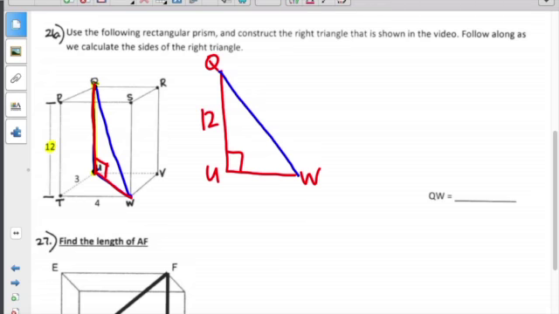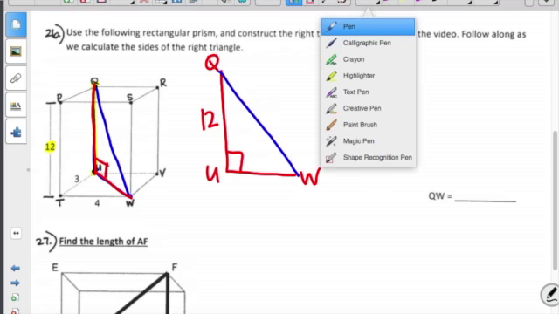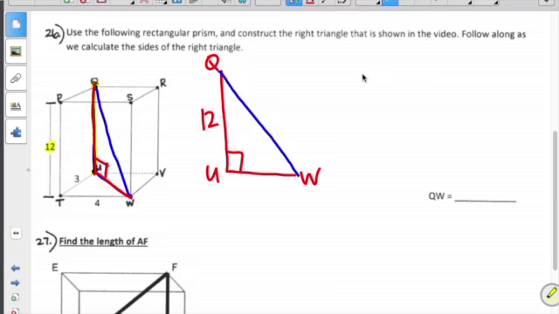Okay, do we know anything else? We have something here on the bottom. Let's get a highlighter. We have this.